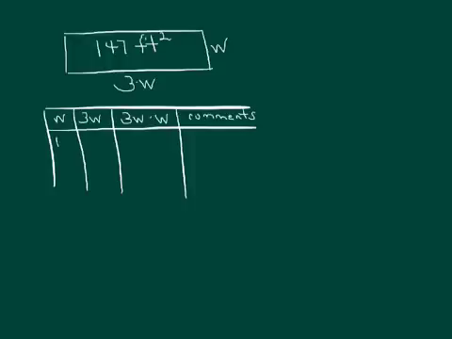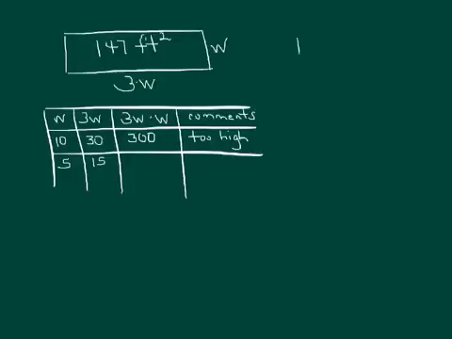If W was 10, 3 times 10 is 30. But if we multiplied 30 times 10, we would get 300. And of course, that is too big or too high. It's not near the number 147. But when I look at 147 and I look at 300, I think, 147 is half of 300. So why don't we try 5 this time? Let's try 5 for W, and 3 times 5 is 15.